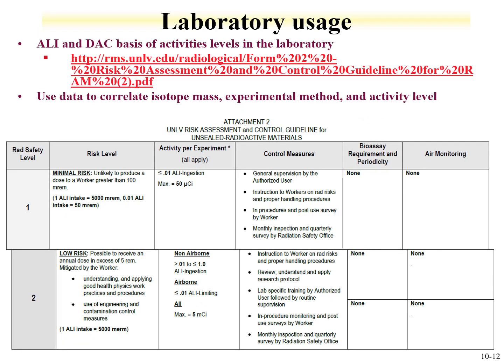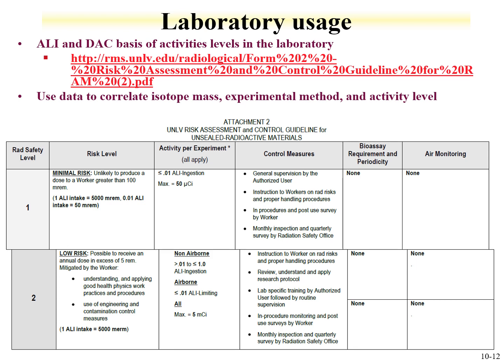The information that we just discussed on ALIs and DACs, so the annual limit on intake and derived air concentrations, are the basis for activity levels in radiochemistry laboratories. I'm going to provide an example for the radiochemistry laboratory at the University of Nevada, Las Vegas, where the activity levels for certain isotopes are provided, and these activity levels are based upon the annual limit on intake and derived air concentrations. This information is used to describe a rad safety level for experiments.